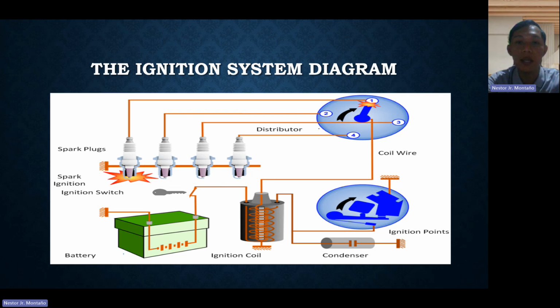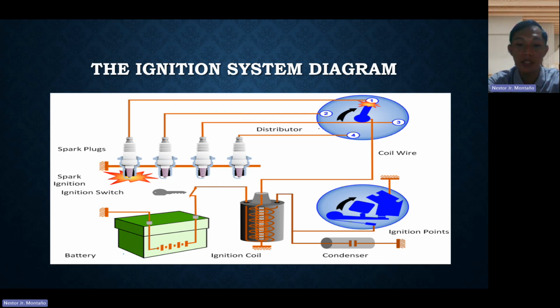And the last is the spark plug firing. Once high voltage reaches the spark plug, it jumps the gap between the center and the ground electrode, creating a spark. This ignites the compressed air-fuel mixture in the cylinder, producing combustion. The result is engine power and the cycle continues.